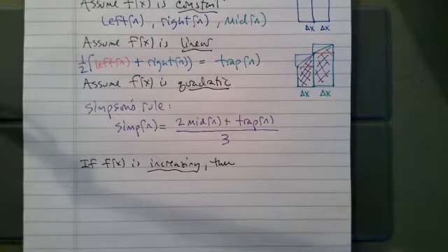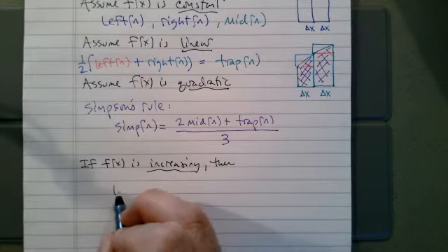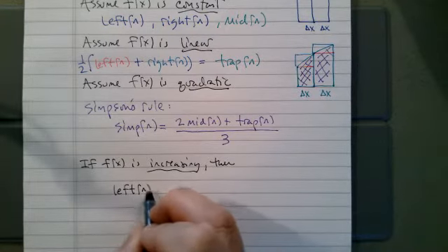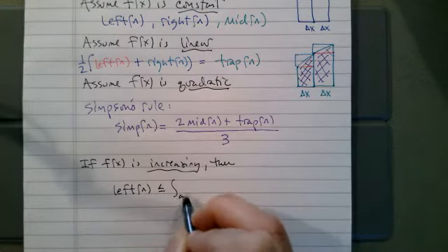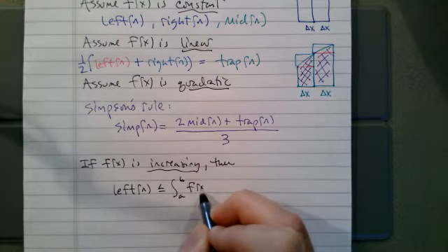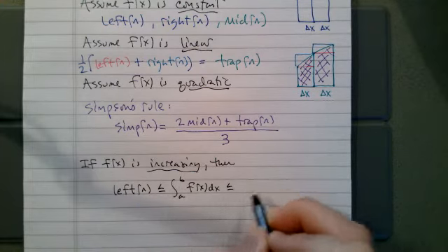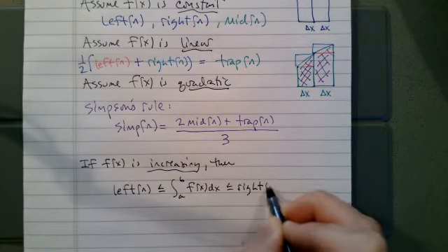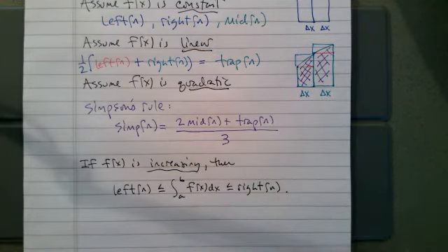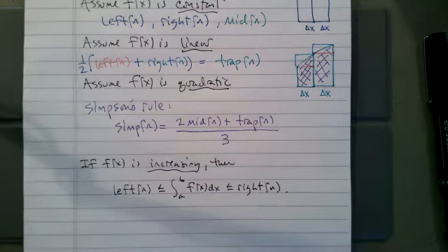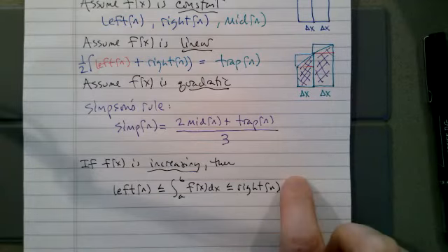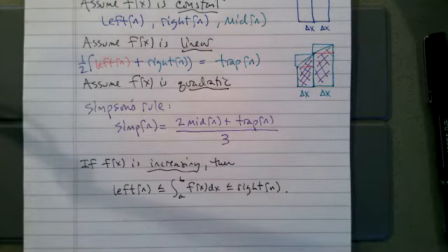When the function is increasing, then the left approximation is an underestimate of the actual value of the definite integral. And the right endpoint approximation is an overestimate. If the function is decreasing, then switch them around. The left will be an overestimate. This makes sense. If the function is increasing and we use the left endpoint, that's where the function is lowest on the interval. And so the function is increasing after that.